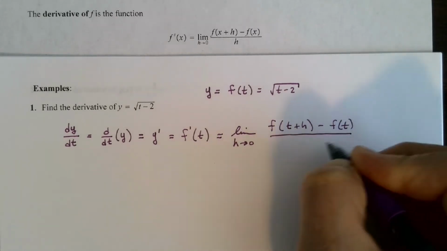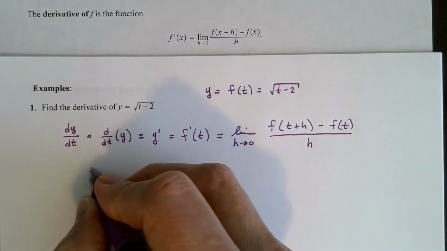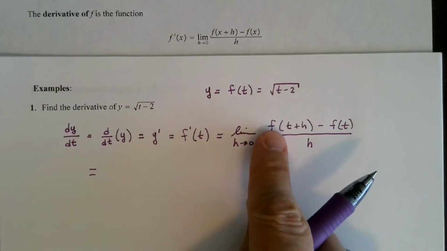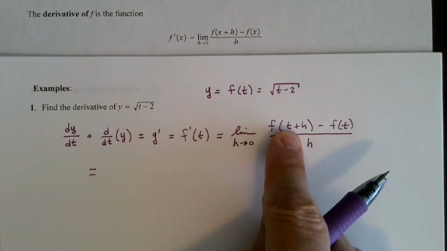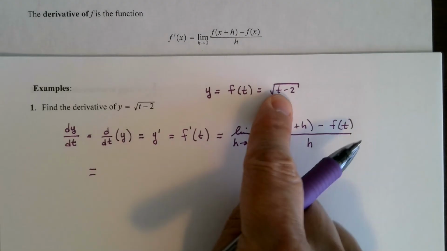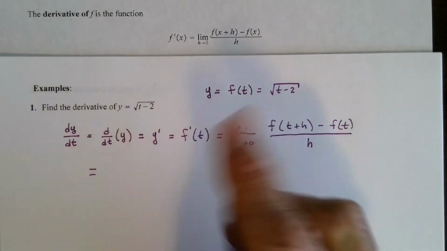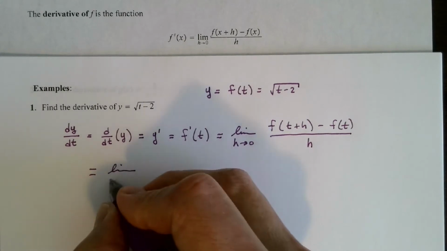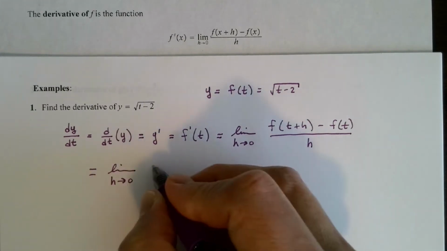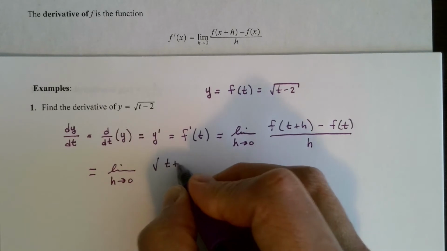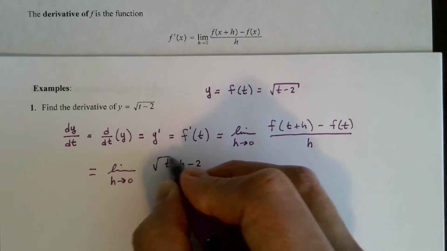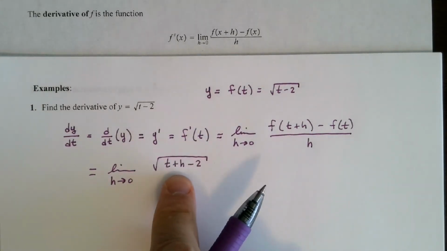And there we have. All right. So let's replace f of t plus h with what? f of t is square root of t minus 2. So if I replace t with t plus h, I get up top the square root of t plus h minus 2. That's f of t plus h.